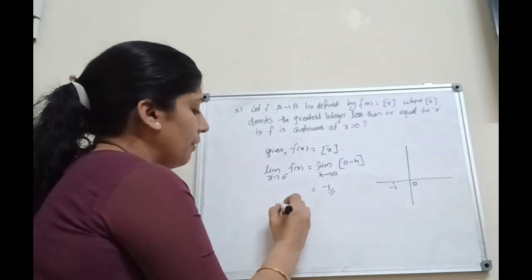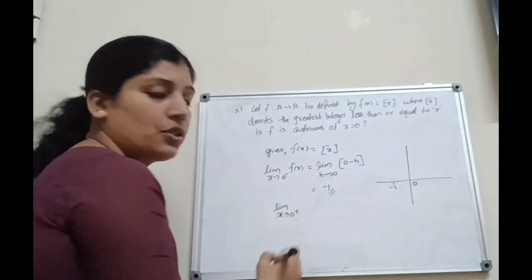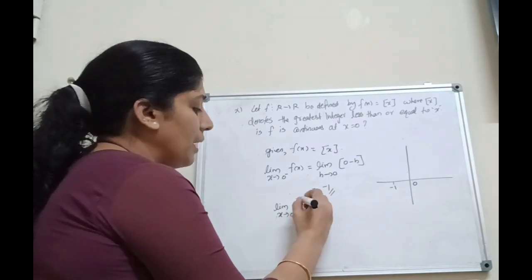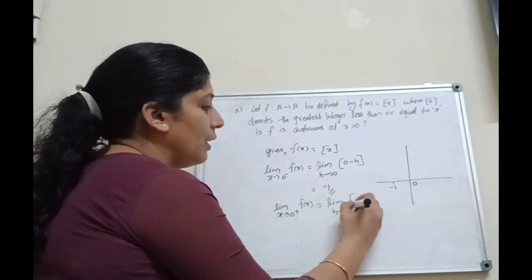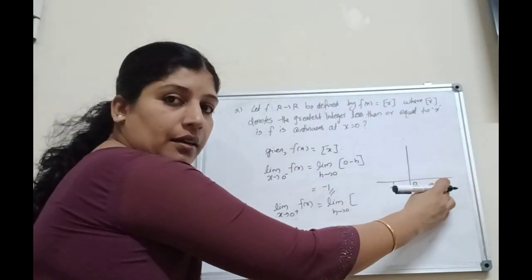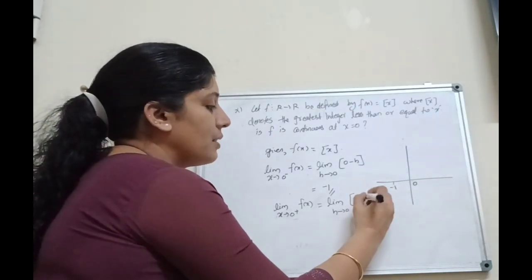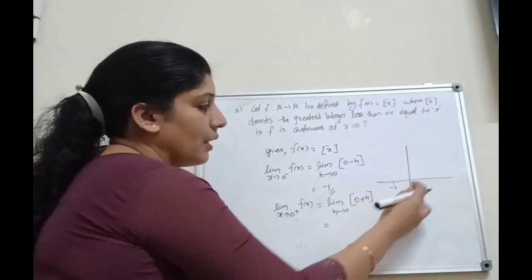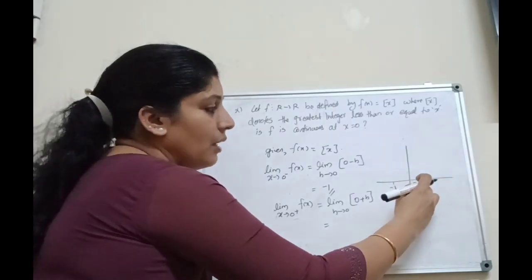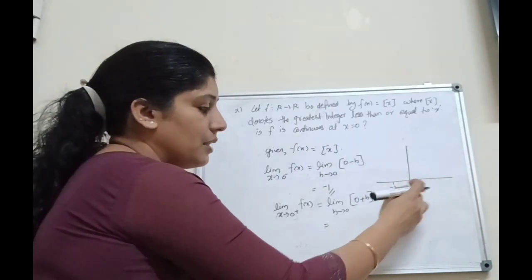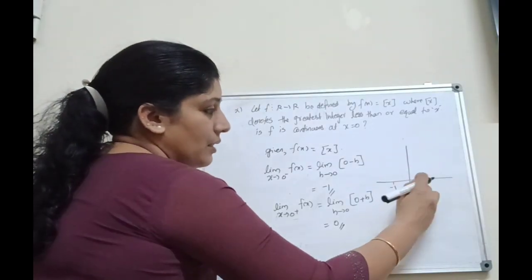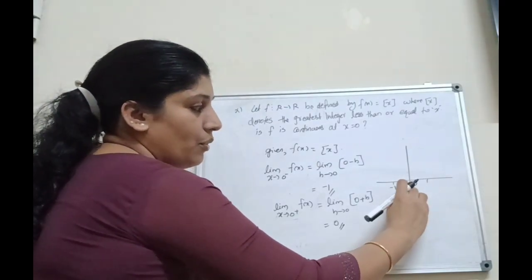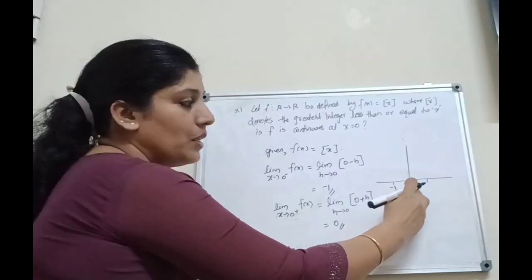Then next we find the right hand limit, the limit as x tends to 0 plus of f of x, which equals the limit as h tends to 0, where the point is increasing, that is 0 plus h. Here the greatest integer less than or equal to x is equal to 0. In this interval, the greatest integer less than or equal to x will be 0.